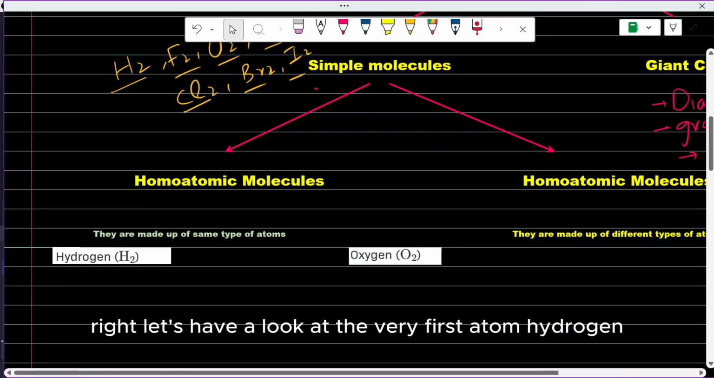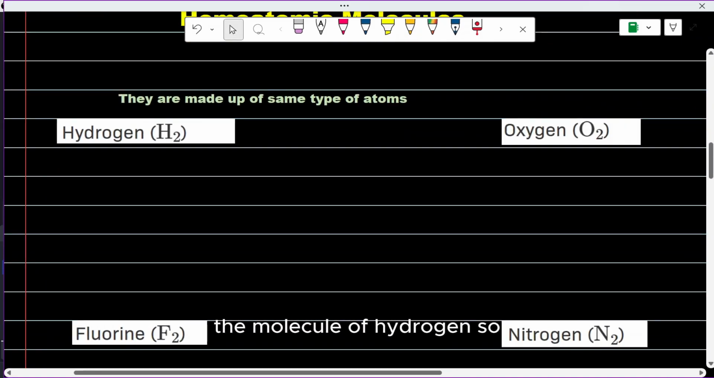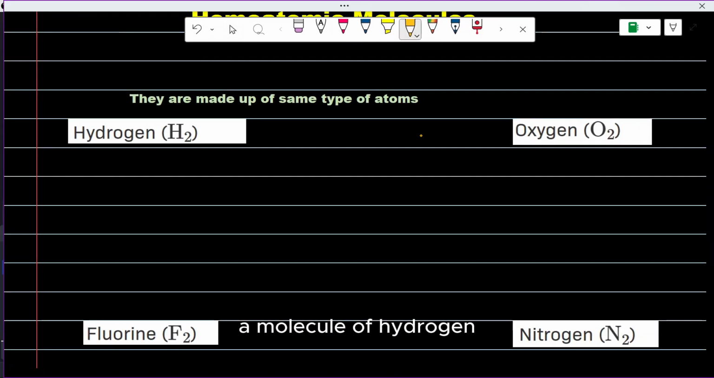Let's have a look at the very first one, a molecule of hydrogen. A molecule of hydrogen is made up of two atoms of hydrogen. So in the exam, you will be required to draw the dot and cross diagram for the hydrogen molecule, right? So the first thing you need to do is split your hydrogen molecule into the atoms. Let's say we have two atoms of hydrogen present in this molecule.